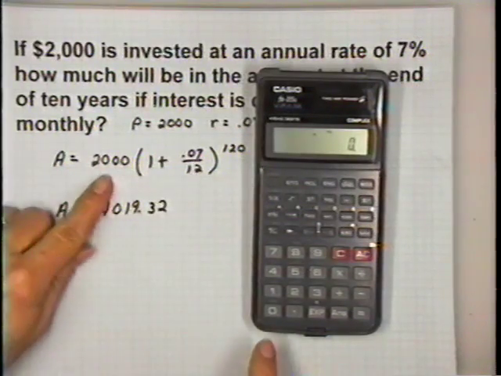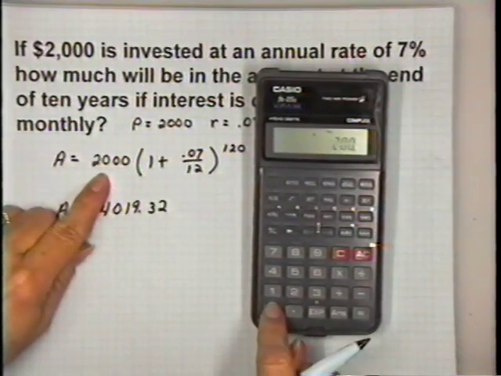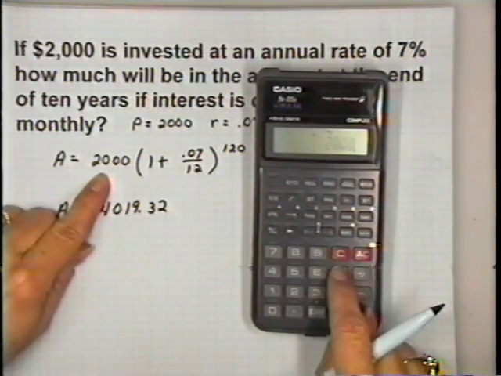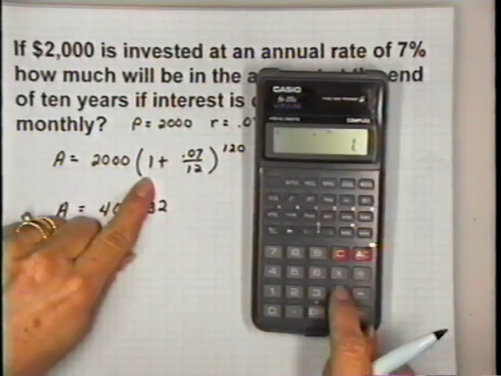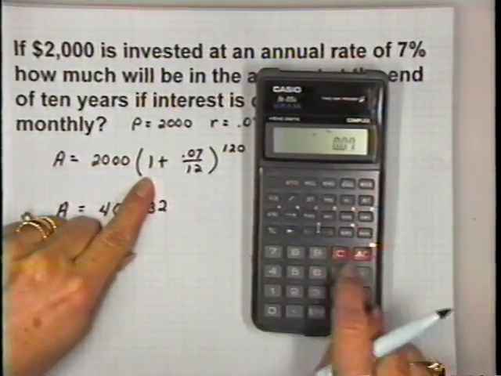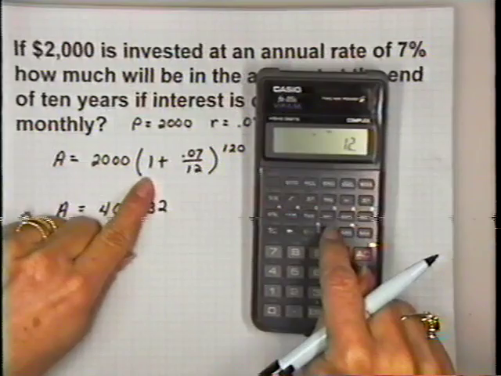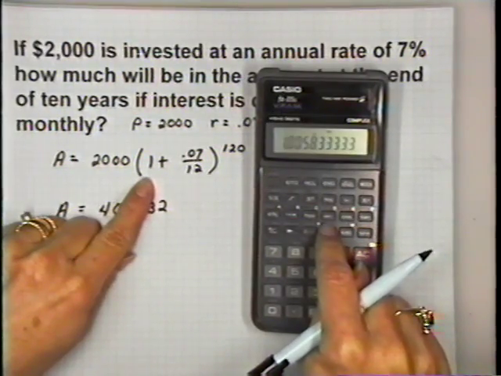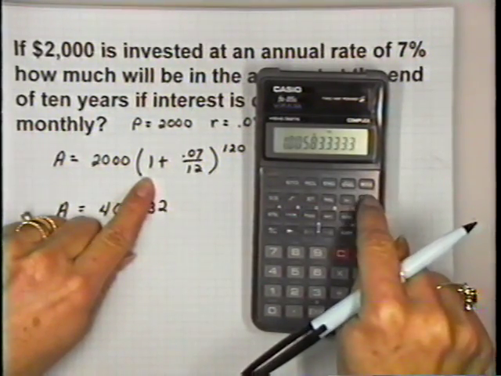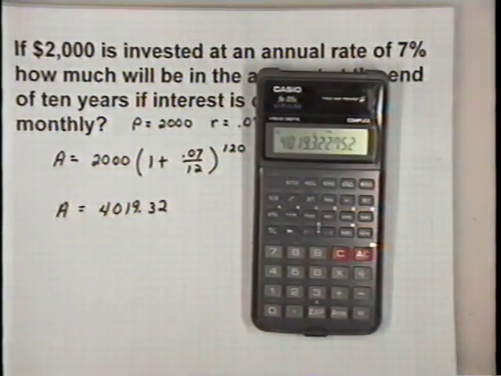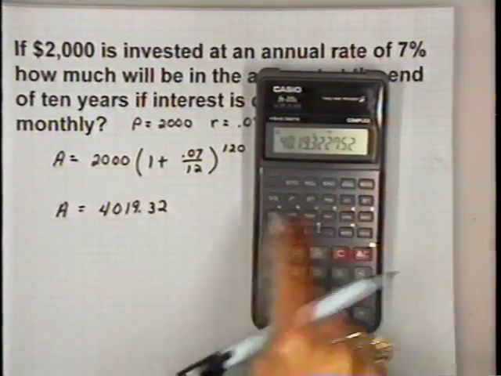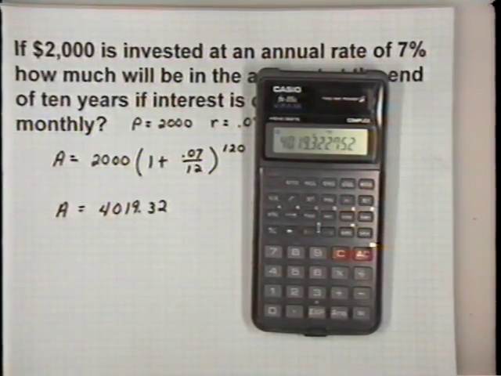Now, actually, with the calculator, I could do this exactly as this is written if I choose to use my parenthesis keys. Let me show you. I could go ahead and put in my 2,000 and hit my times. Then just use an open parenthesis, 1 plus 0.07 divided by 12, close the parenthesis, hit your x to the y to do the exponent, 120, and then hit equal to complete that calculation. And you'll see that I have the same exact answer there.